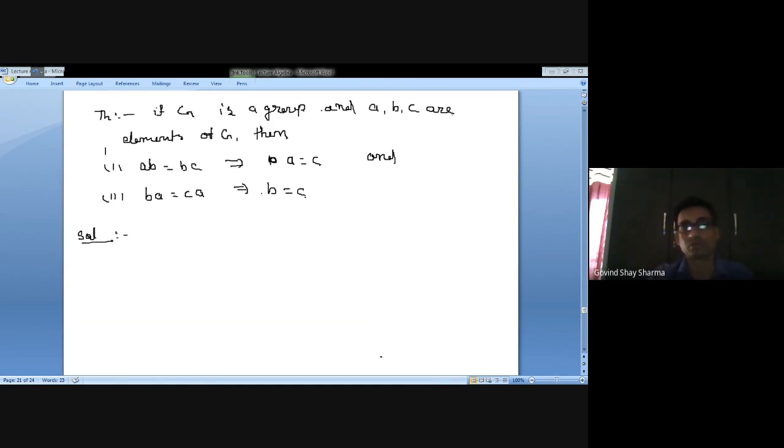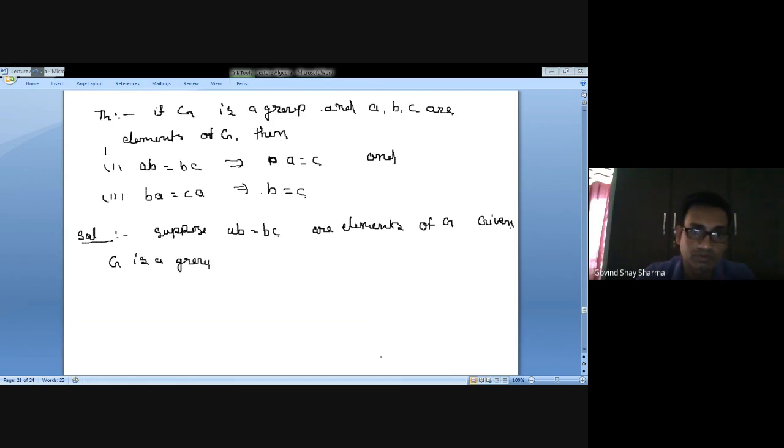and ba = ca implies b = c. For a, b, c elements of G, given G is a group. So each element in G has its inverse.